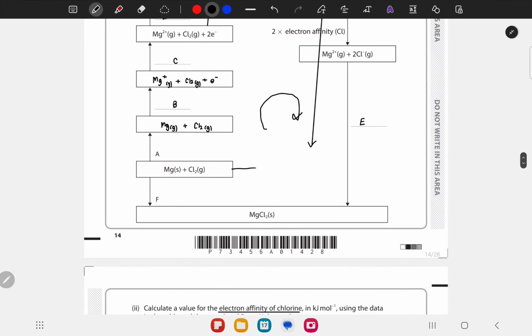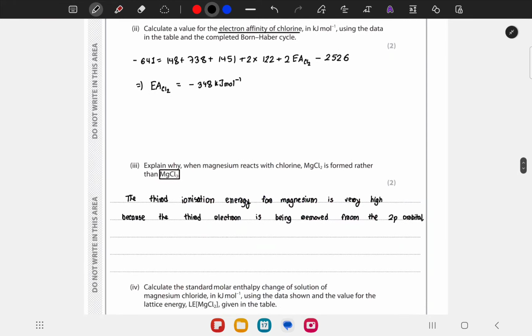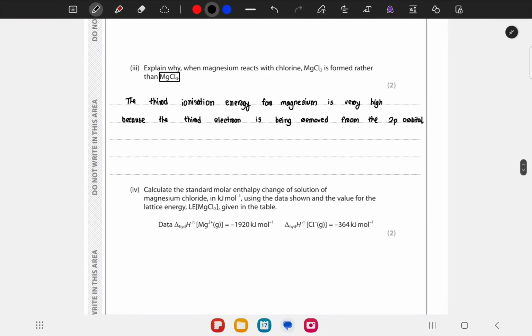So the enthalpy change of formation for MgCl3 might be positive. It will either be less negative or it might be positive. So if it's an endothermic reaction, it needs energy, so that's less stable than MgCl2.